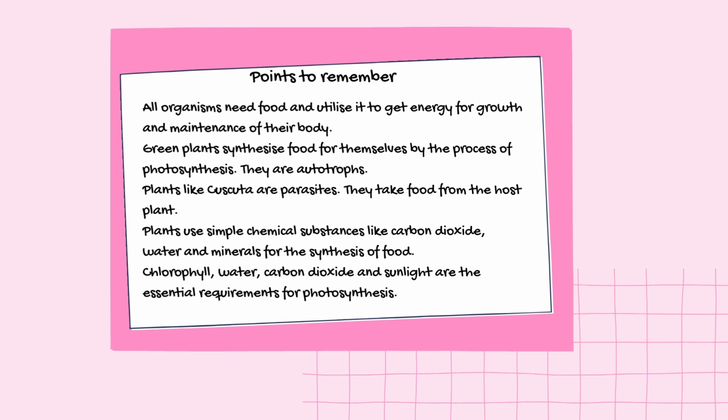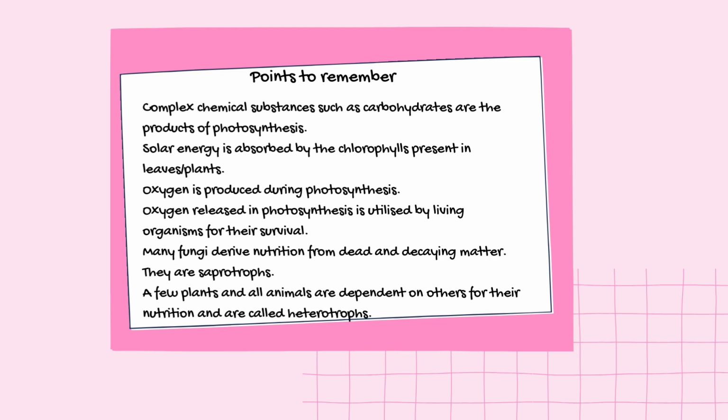Plants use simple chemical substances like carbon dioxide, water and minerals for the synthesis of food. Chlorophyll, water, carbon dioxide and sunlight are the essential requirements for photosynthesis. Complex chemical substances such as carbohydrates are the products of photosynthesis. Solar energy is absorbed by the chlorophyll present in the leaves of plants. Oxygen is produced during photosynthesis.